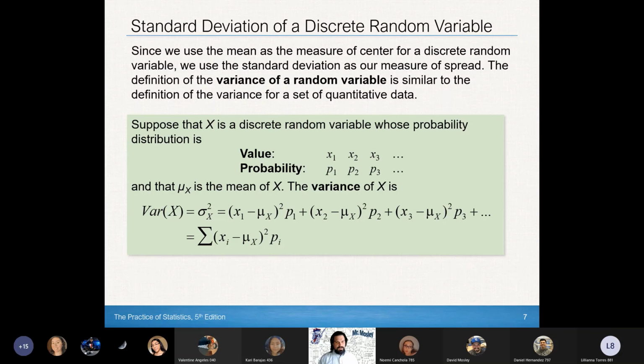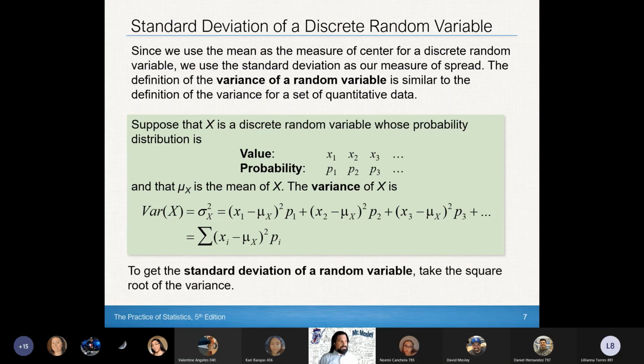But remember, once you find the variance, you have one more step to go. To get the standard deviation of a random variable, you have to take the square root of the variance. So the work for finding the standard deviation is calculating the variance, because you need that to put underneath the square root sign and get the standard deviation. And we'll see an example of this next.